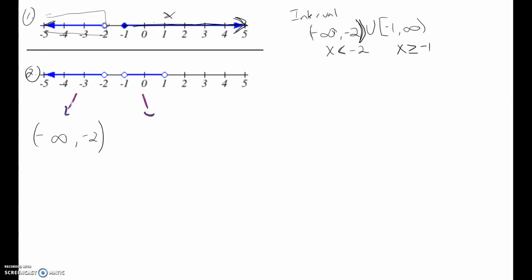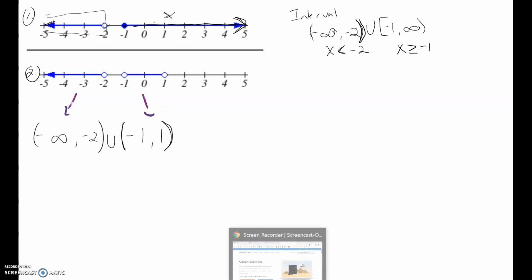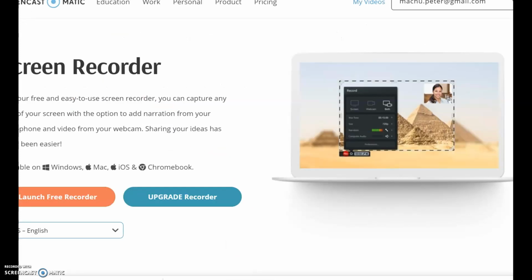And then here I'm going from -1 to 1. So that means in interval notation I go from -1 to 1. And that means all the numbers between -1 and 1, starting at -1, ending at +1, and everything in between, but I'm not including those two endpoints. And I put the union symbol inside there.